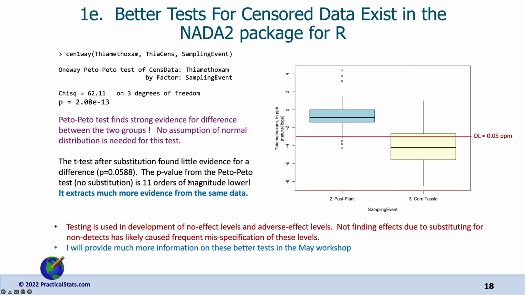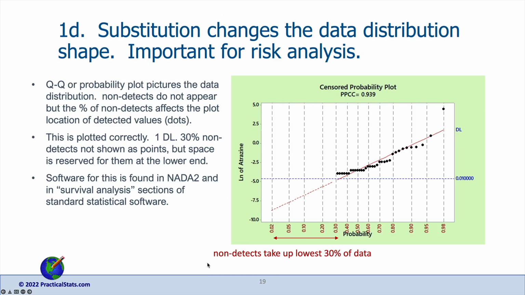This is far better. It extracts much more evidence than the t-test with substitution did from the same data. The t-test is used in development of no effect levels and adverse effect levels. And not finding those effects due to substitution has likely caused those no effect levels to be too high. Lastly, the substitution changes the data distribution shape, and that's important for risk analysis as well.